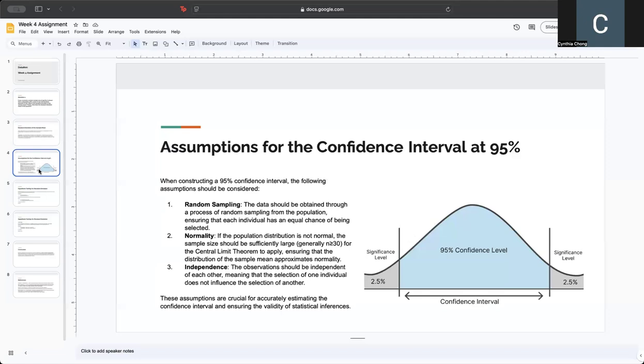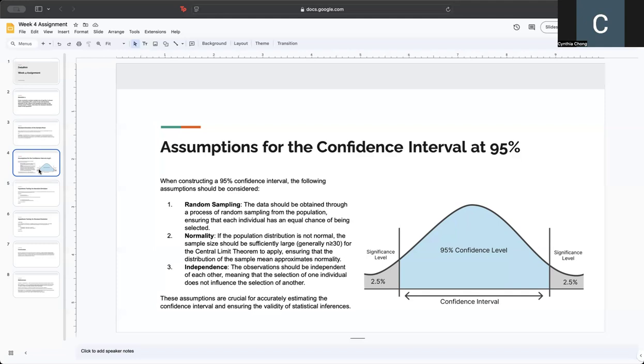So when we assume a confidence interval at 95%, the following could be considered. For example, random sampling: the data should be obtained through a process of random sampling from the population, ensuring that each individual has an equal chance of being selected.